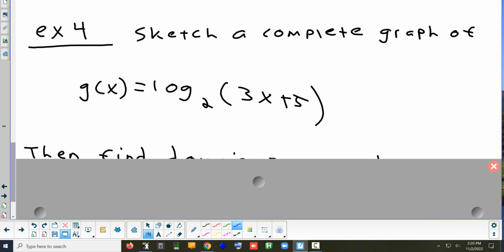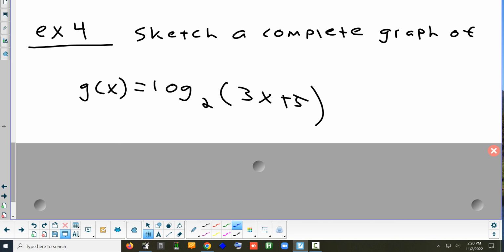Try an example. So they want us to sketch log base 2 of 3x plus 5. Since I'm going to use the calculator to help me get some points on here, I need to be able to type that in on the calculator.